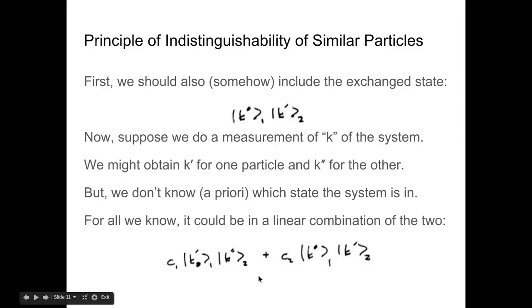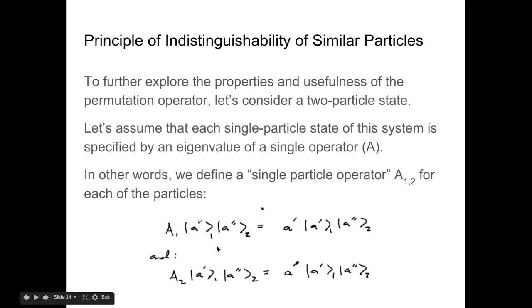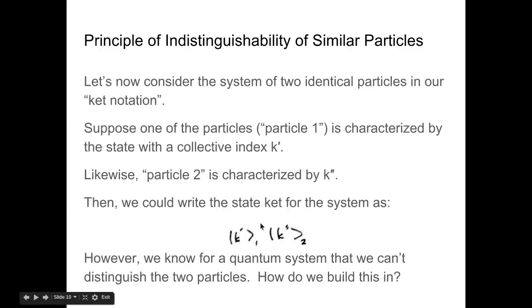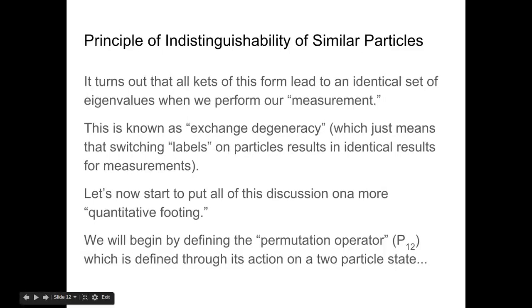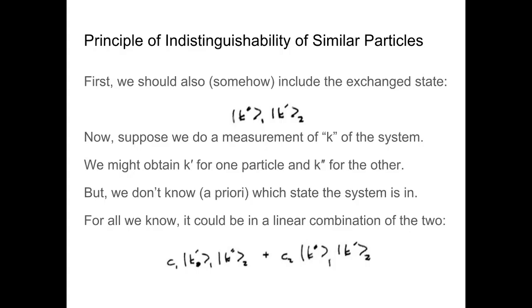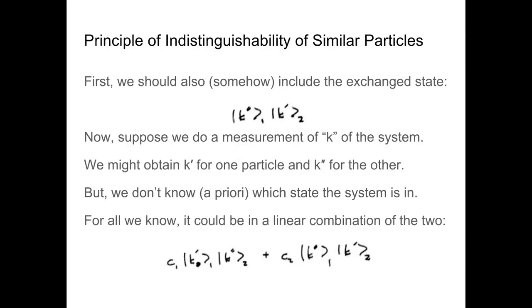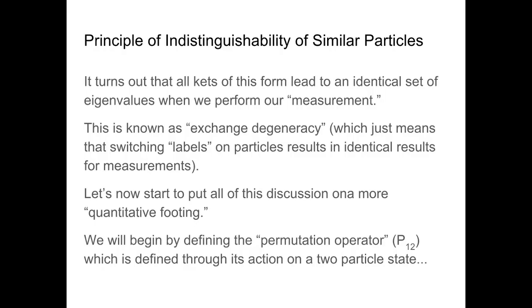In fact, in general, the system's going to be in a linear combination of these two states. So in general, we would want to write down something that looks like this if we wanted to be completely general. It turns out that, independent of whether we use this, or this, or a linear combination, anytime we do a measurement, we always get the same answer. In this case, we would get one particle with K prime and one particle with K double prime. This is known as exchange degeneracy. In other words, we have three different looking states, but they all result in the same eigenvalues when we do measurements.